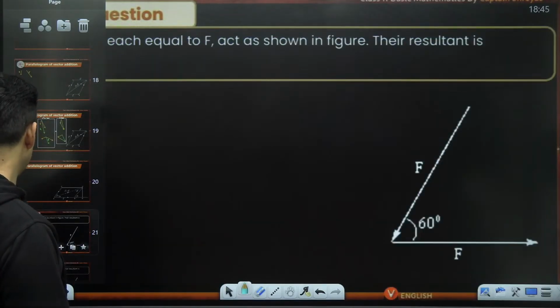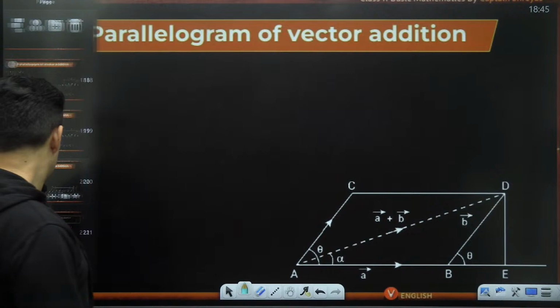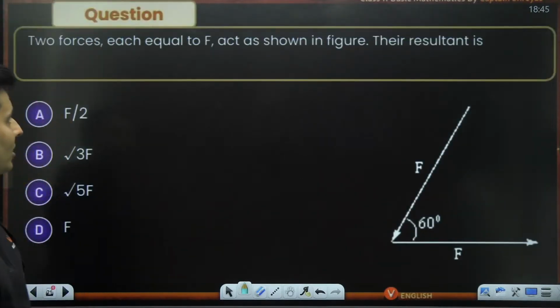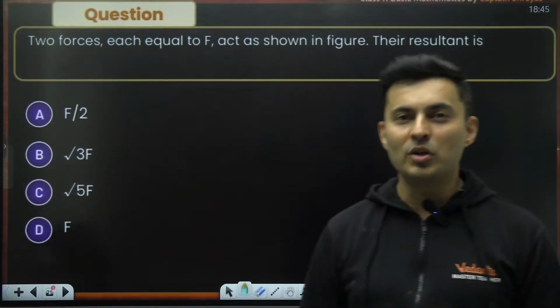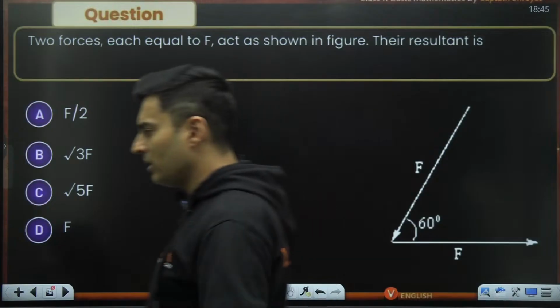Let's see whether you can do this. Two forces, each of value f act as shown in the figure. What do you think is the resultant going to be? Very straightforward. You can use triangle law, parallelogram law, completely up to you.